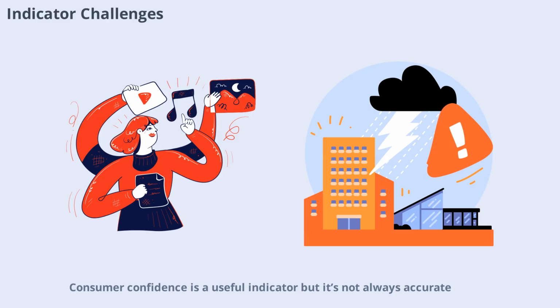Consumer confidence is a useful indicator, but it's not always accurate. Sometimes people's feelings don't match reality, and confidence can be influenced by news headlines or political events. It's important to use this indicator alongside others for a more complete picture. By combining consumer confidence with unemployment claims and the yield curve, you can improve your ability to spot trouble early.